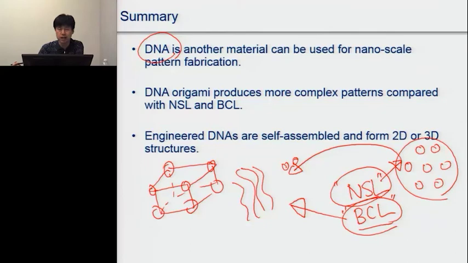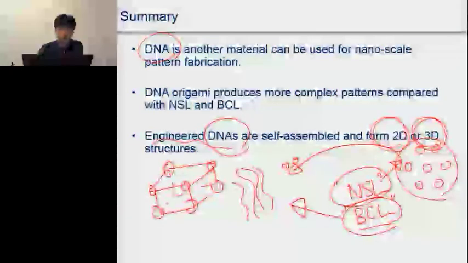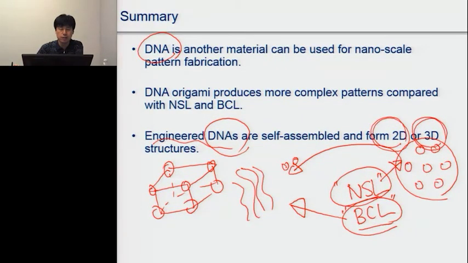So if you design the DNA properly, it can even make some maps, like maps of China. So in terms of pattern definition, this technology is much more flexible compared with the other two methods. And properly engineered DNAs not only make two-dimensional patterning, but can also directly build three-dimensional structures. So this is the last lecture for Unit 4.